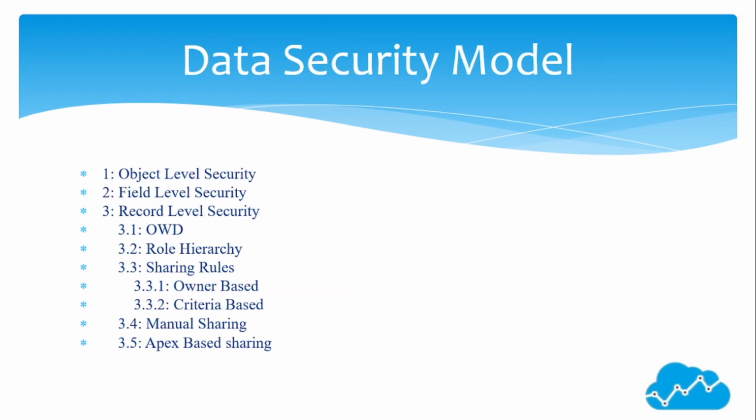The data security model in Salesforce is object level security, field level security, and record level security. This is further divided into OWD, that is the baseline of access, role hierarchy, and sharing rules, which are again divided into owner based sharing, criteria based sharing, then manual sharing. Finally, we have Apex based sharing. This is the sharing we can do by writing code. Apart from this, all the sharing rules we can do only with configuration.